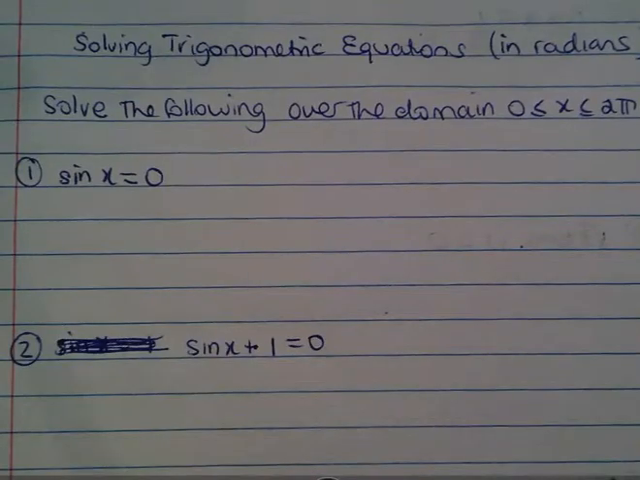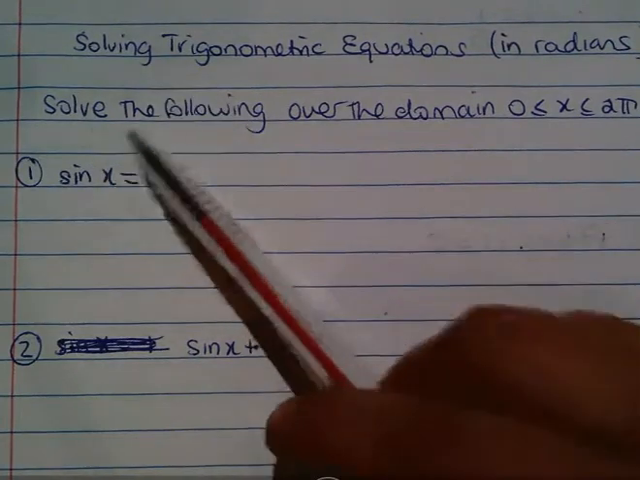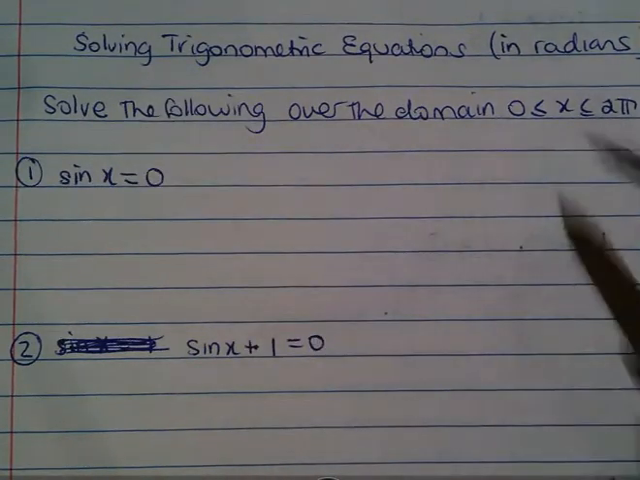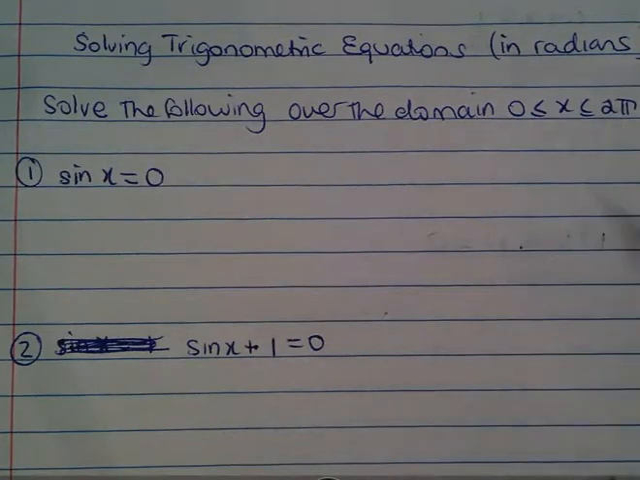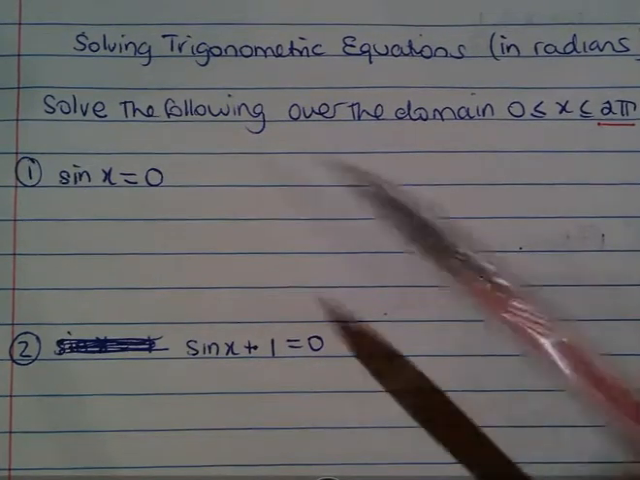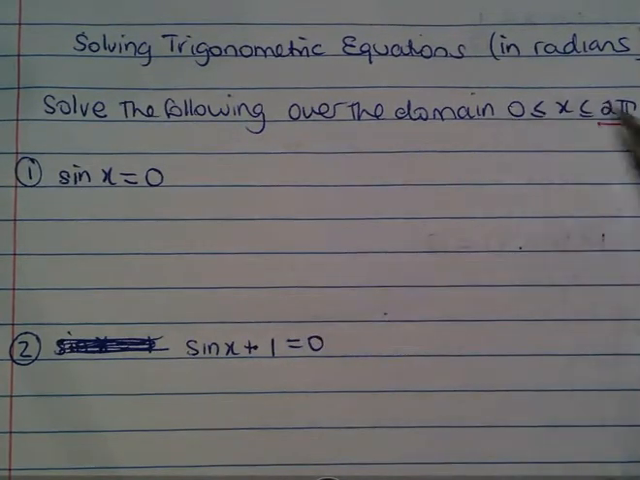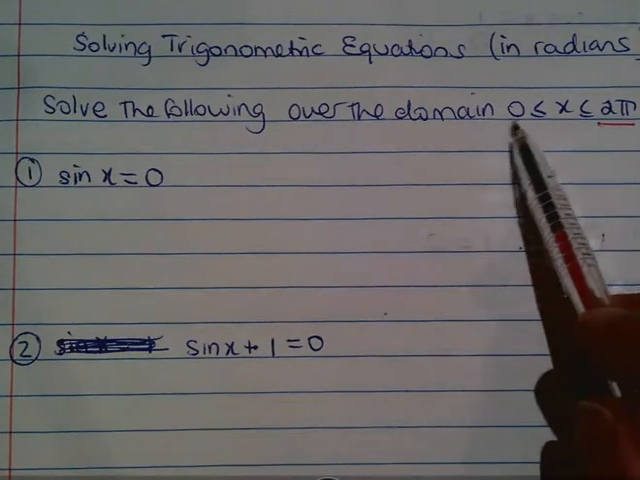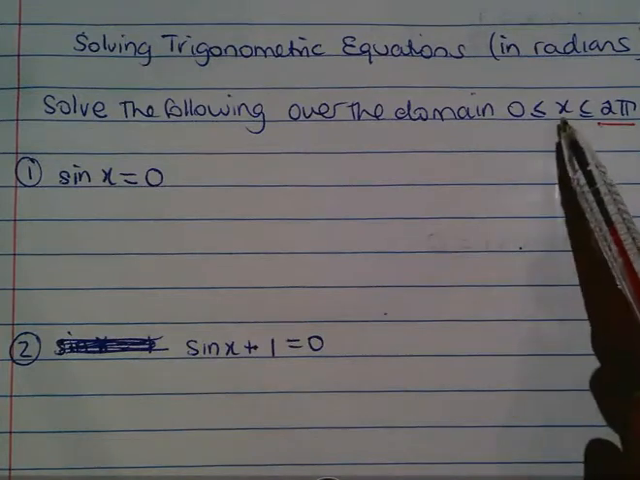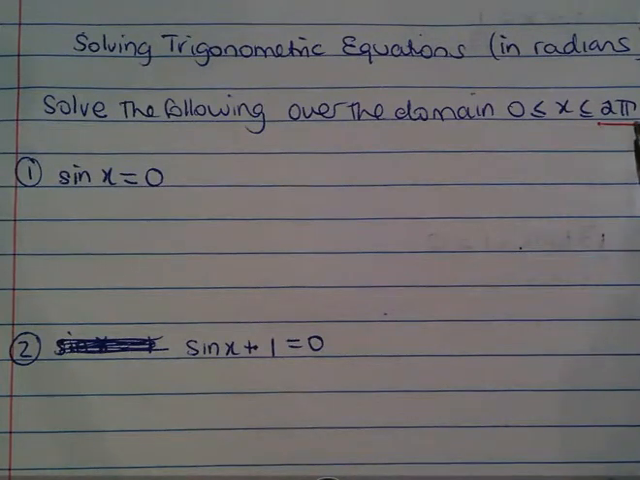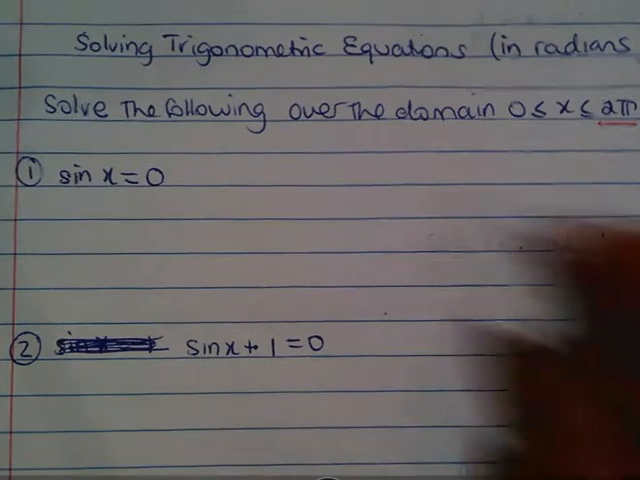Now just solving some trig equations in radians. So, for example, if you're asked to solve the following over the domain from 0 to 2 pi, you're being asked from 0 to 360 degrees, however, you must give your answer in radians. So if they say solve for 0 to 360 degrees, you give your answer in degrees. But if they say solve over the domain, 0 is less than or equal to x is less than or equal to 2 pi, you're being asked to give your answers in radians.